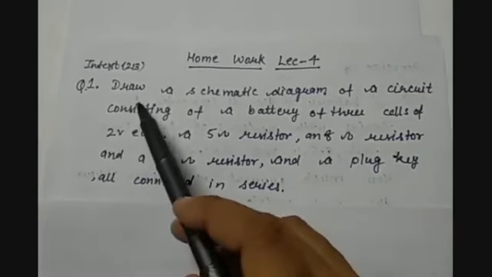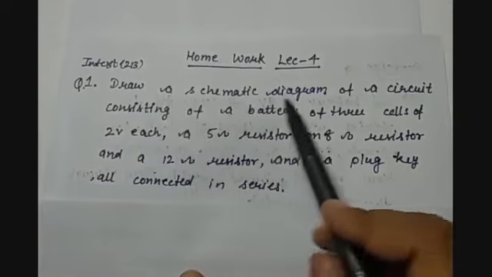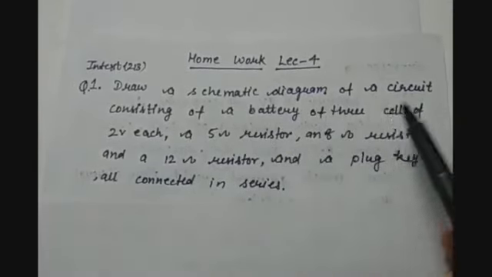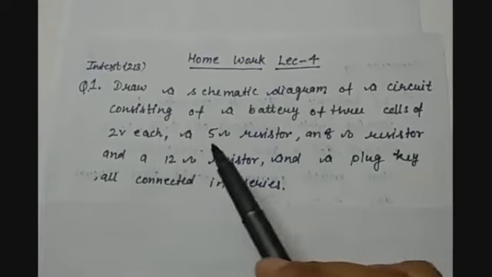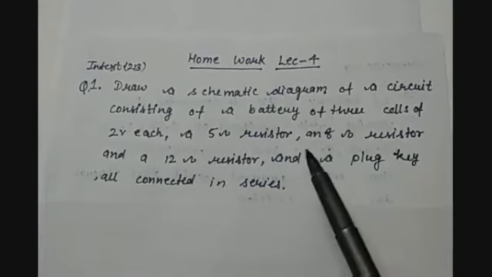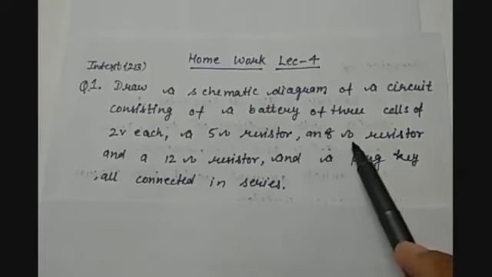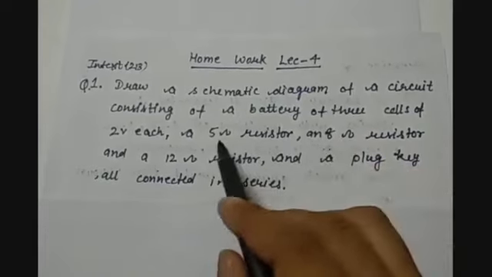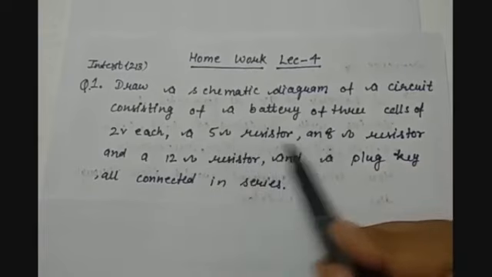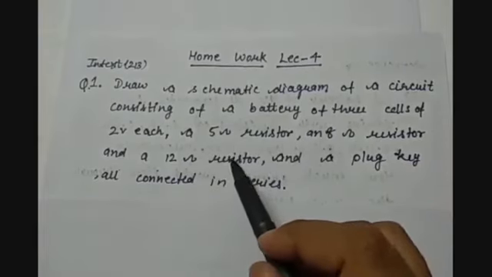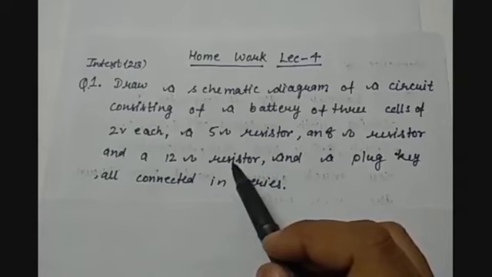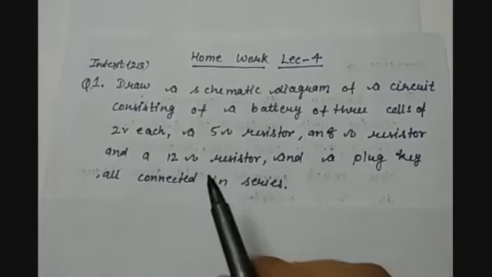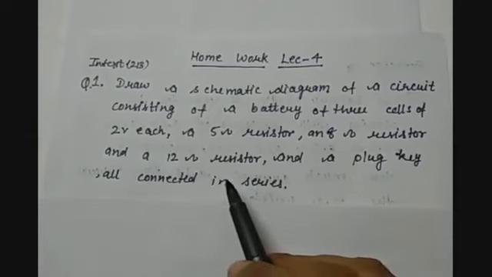Question number 1 is: draw a schematic diagram of a circuit consisting of a battery of 3 cells of 2 volt each, a 5 ohm resistance, an 8 ohm resistance and a 12 ohm resistance. You have 3 cells of 2 volt each and a plug key. All are connected in series. So you have to make a circuit diagram out of it.